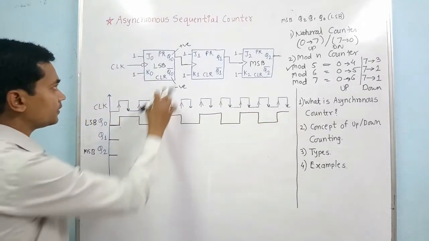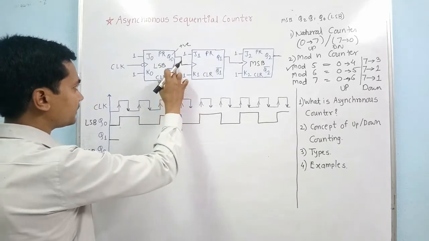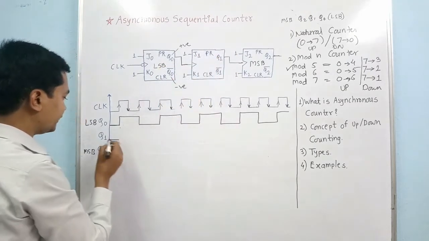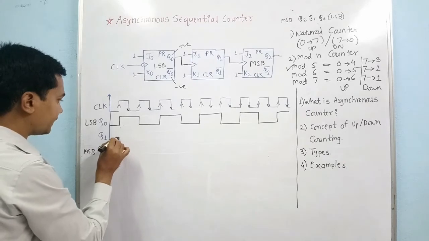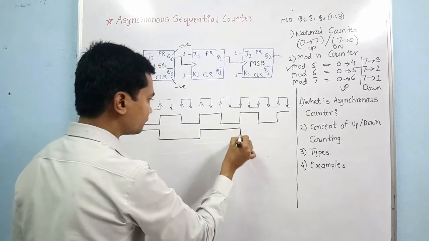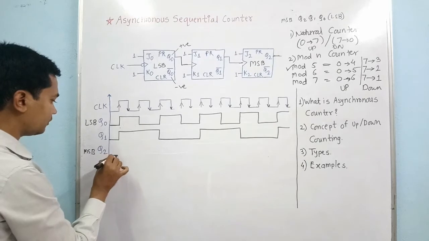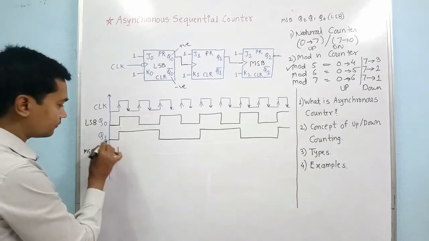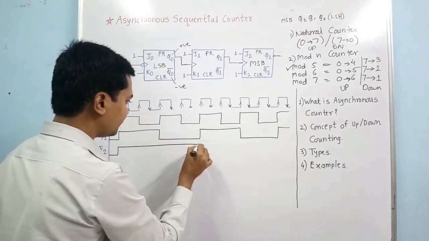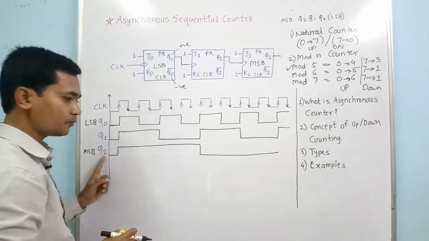Now this Q0 is applied to flip-flop number 1, and whenever the rising edge arrives on Q0, the flip-flop number 1 output will toggle. So initially if Q1 is 0, then it will be set to 1, and it will be toggled on each and every rising edge of Q0, like this. Again in case of Q2, the Q1 is acting as a clock to flip-flop number 2, so on the rising edge of Q1, the Q2 output will change.